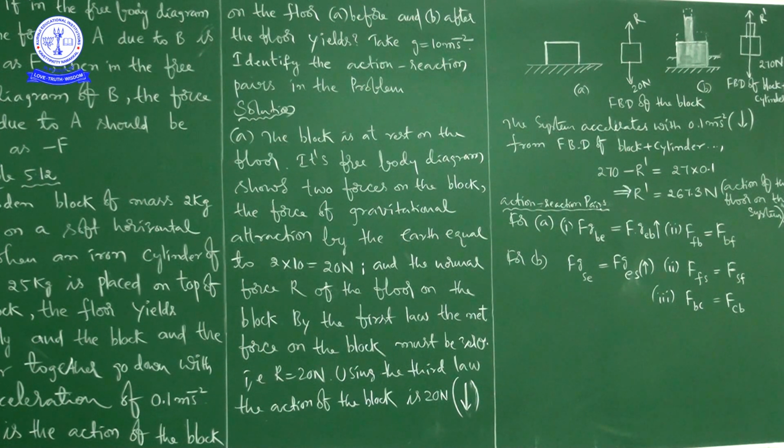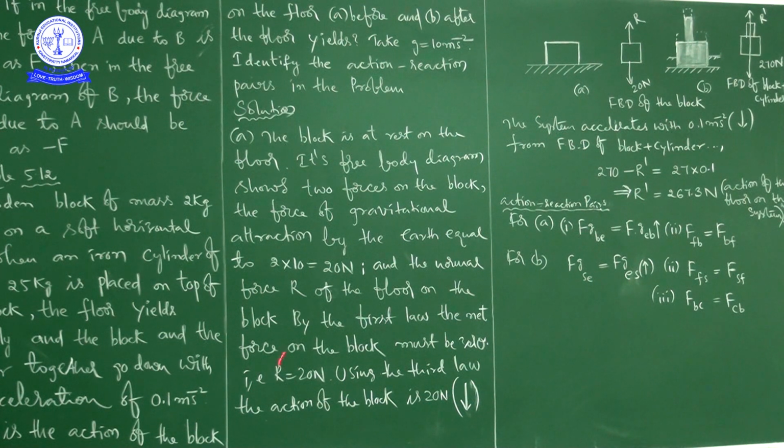So for A, what are the action and reaction pairs? Okay, see here, the force of gravity on the block by the earth is action, which means the force of gravity on the earth by the block is reaction. And these two are also equal to 20 newtons.